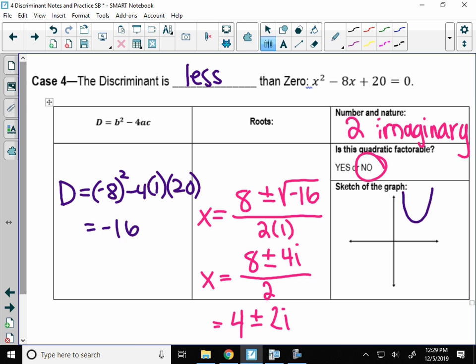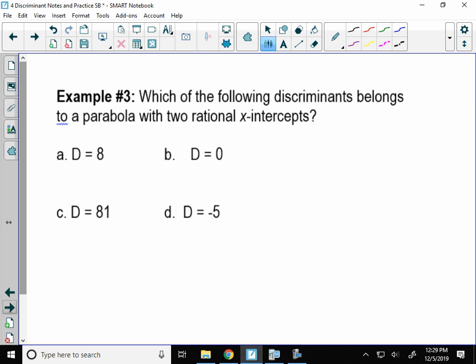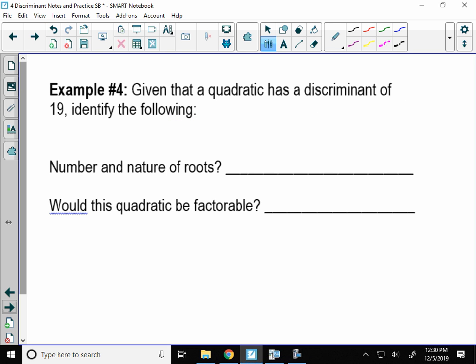Alright. Feel like you understand how the discriminant works? And then we've got a little more quadratic formula. A multiple choice, a quick question at the bottom when we're finished. Which of the following discriminants belongs to a parabola that has 2 rational x-intercepts? So what type of discriminant has 2 rational x-intercepts? Perfect square, so that would be C. That's easy. If you know the rule, that's a quick problem. If you don't know the rule, then you have to graph a bunch of different things and test it out.